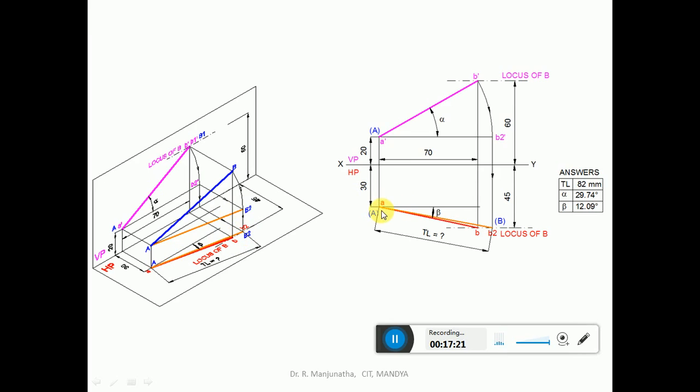So that is what we have done here in the orthographic view also. We have rotated A dash B dash such that both A dash and B2 dash will be above HP by 20 mm. Then when it is projected, the top view of this line will become the true length, which will be AB2. And find out the inclination beta, which is the top view inclination, which will be 12.09 or 12 degrees. So this is how we can solve this problem stepwise also.